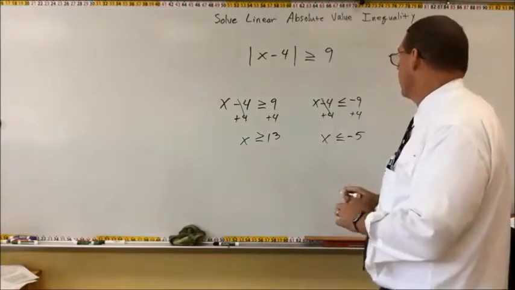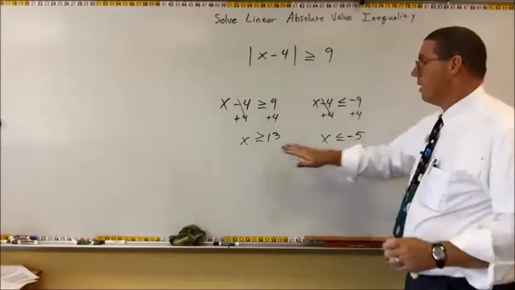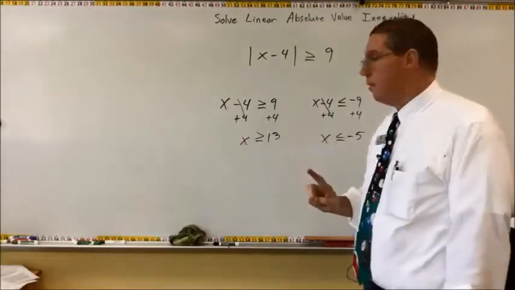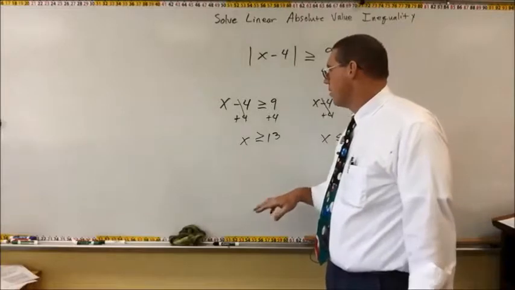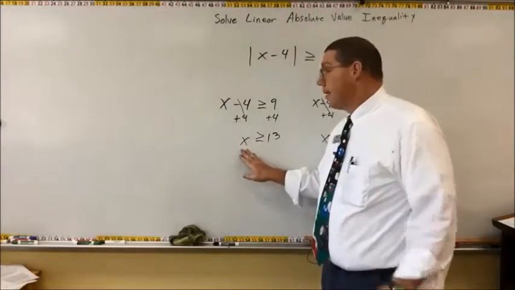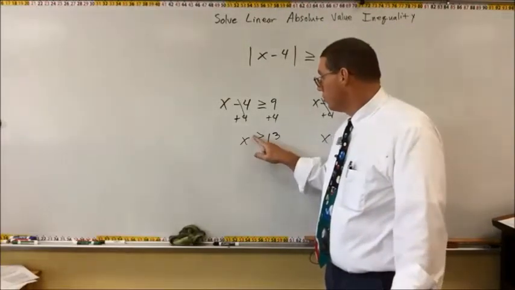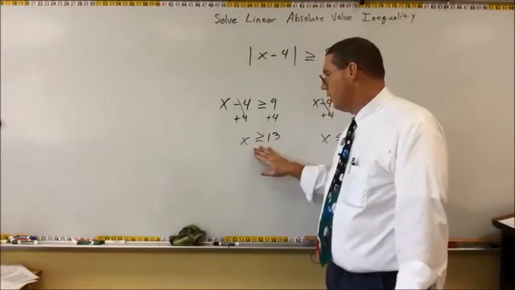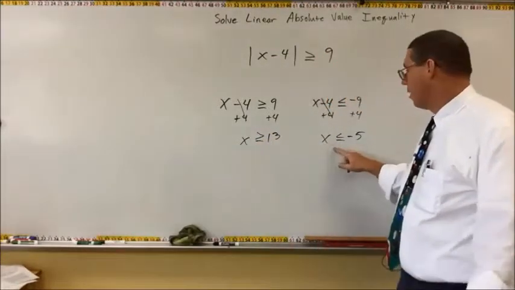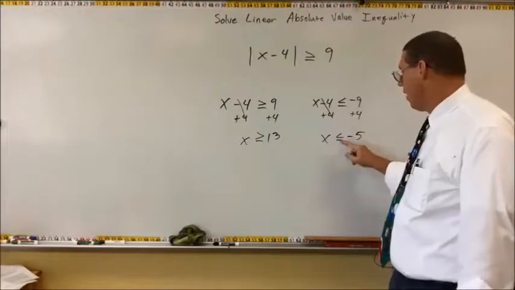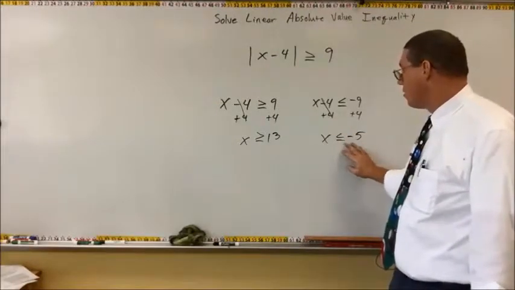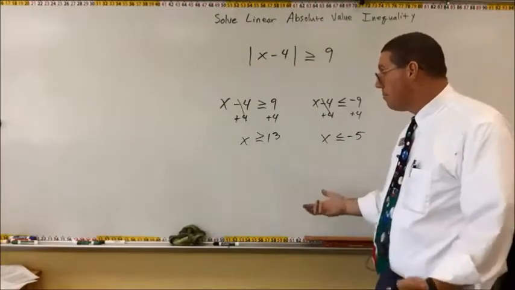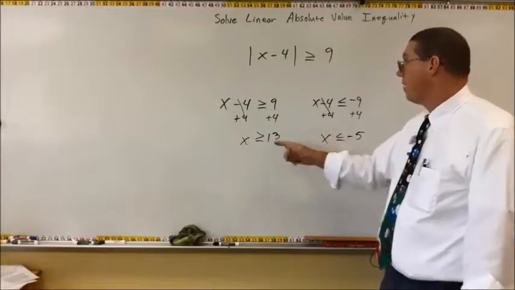So here's the thing. This is a little weird. We cannot set this one up as one answer, because here's what it's saying. It's saying that x can be larger than 13 or equal to 13, or x can be less than negative 5 or equal to negative 5. What it's saying here is that x just can't be any number between negative 5 and 13.